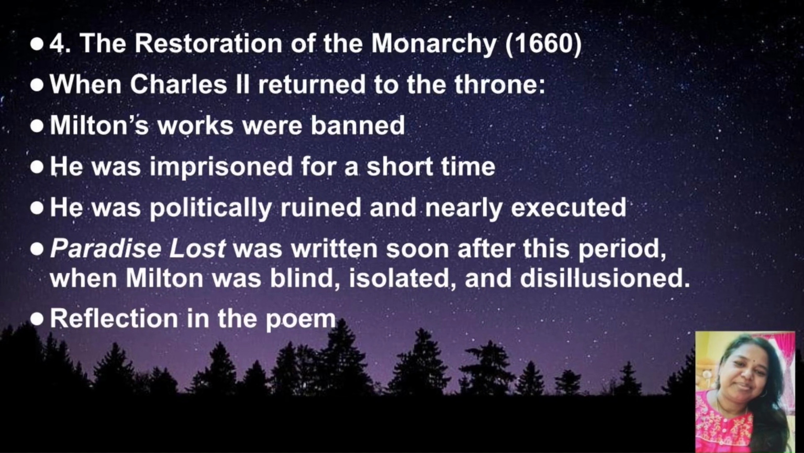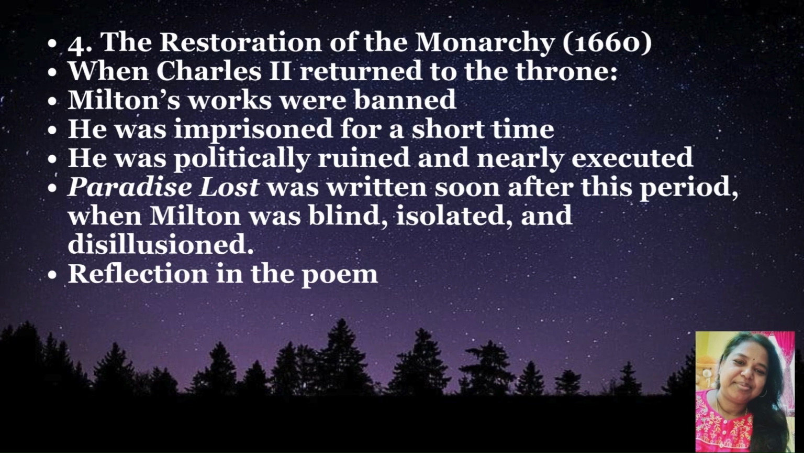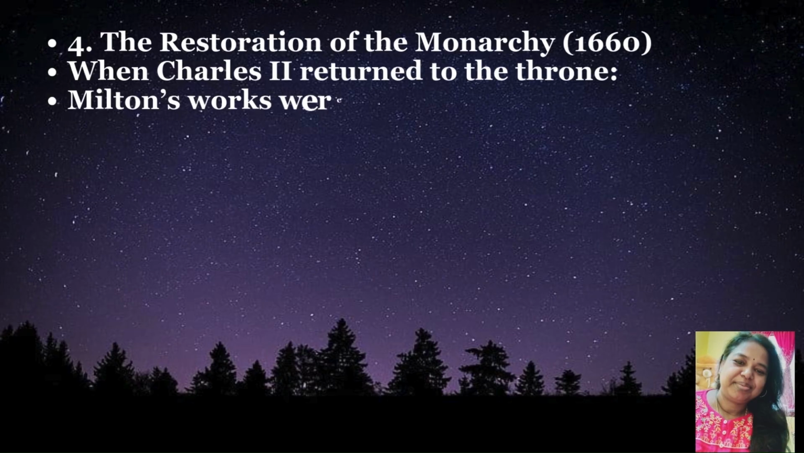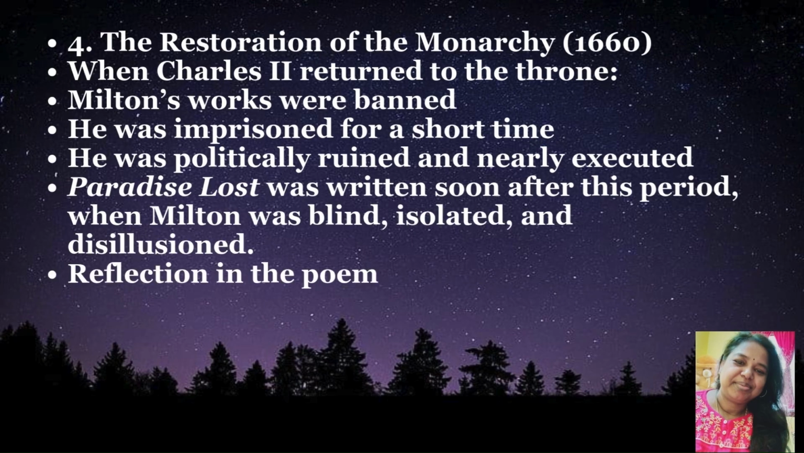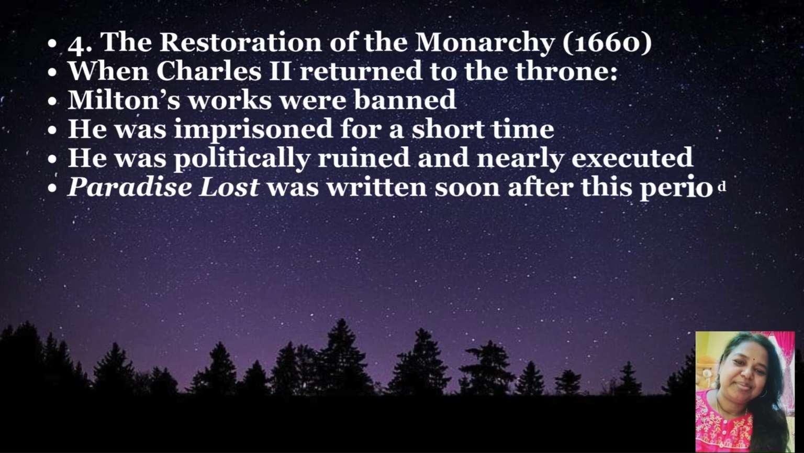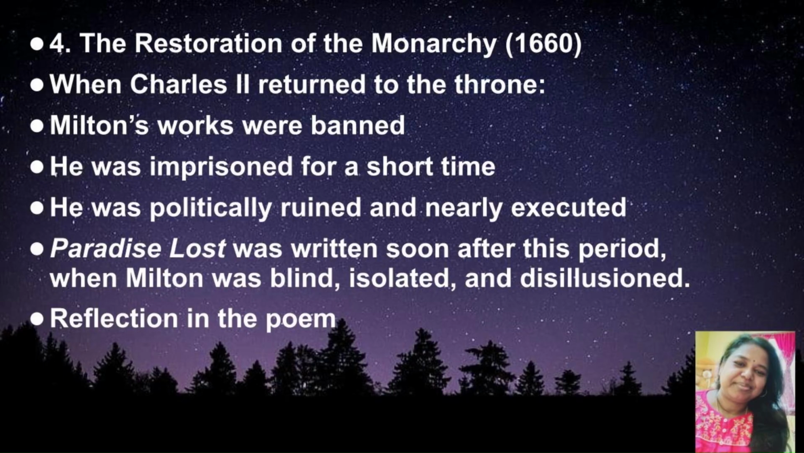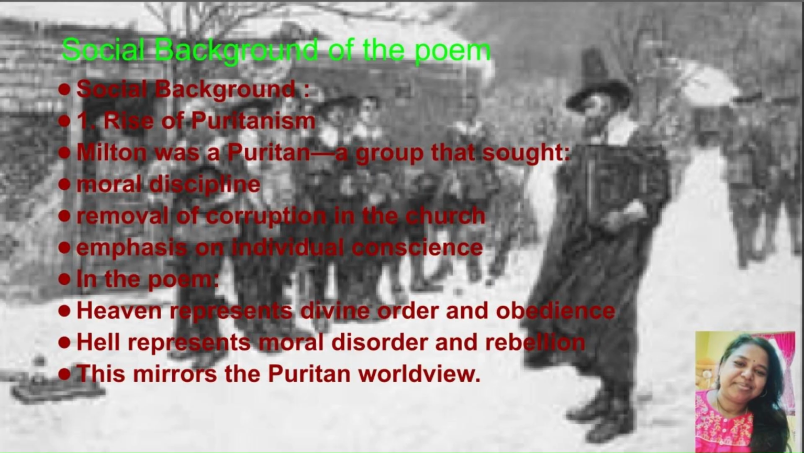4. The restoration of the monarchy, 1660. When Charles II returned to the throne, Milton's works were banned. He was imprisoned for a short time. He was politically ruined and nearly executed. Paradise Lost was written soon after this period, when Milton was blind, isolated, and disillusioned. Reflection in the poem. Social background of the poem.